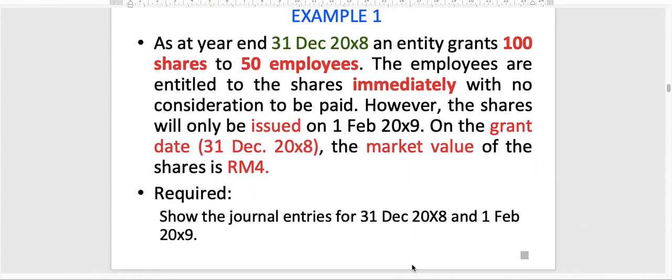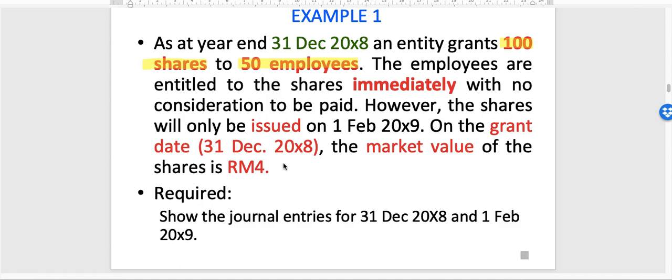Going to show you an example, a few questions on the share-based payment. As at year end 31st December year 8, an entity grants 100 shares to 50 employees. So this is the share option. The employees are entitled to the shares immediately with no consideration to be paid, meaning that the company will issue shares to the employees for free. The employee doesn't have to pay for the shares.